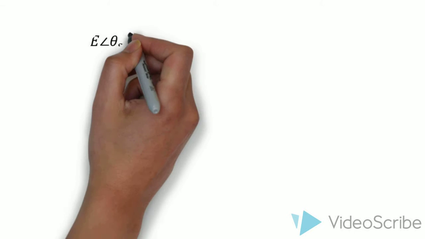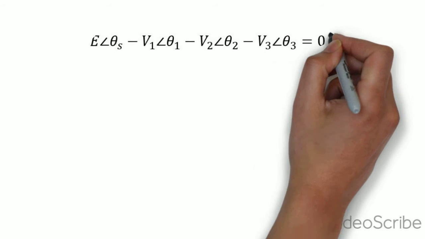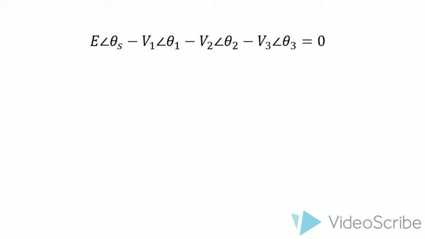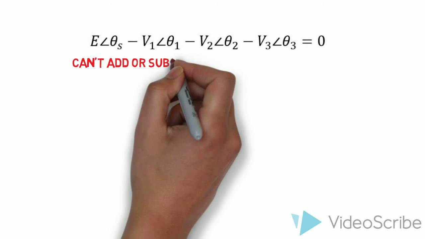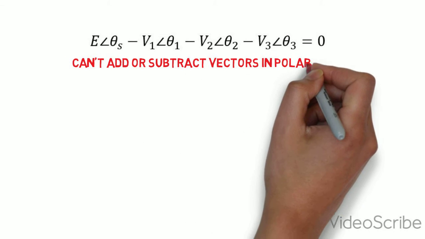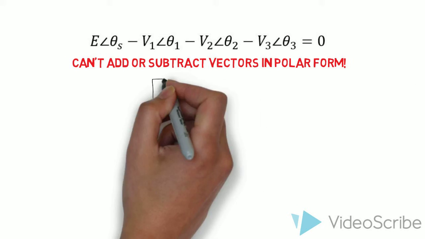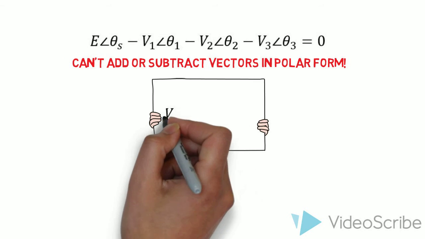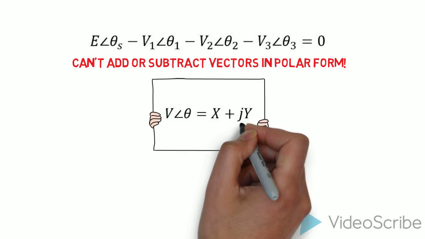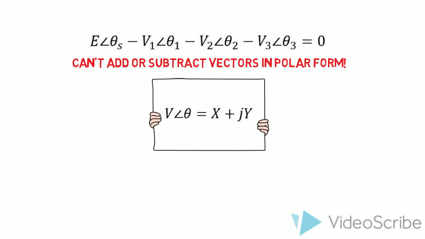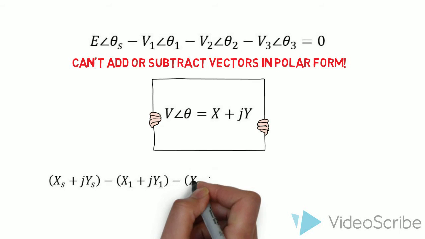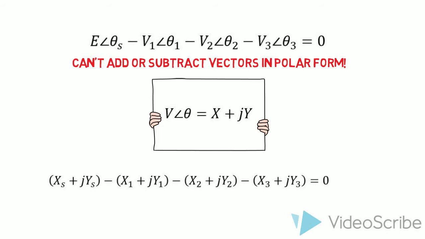A problem arises, though, when we try to add or subtract these vectors, as it is very difficult to add or subtract vectors in polar form. This means we need to make the conversion from polar form to rectangular form, so that the formula previously used will look like this. This makes it a lot easier to add or subtract these voltage values.